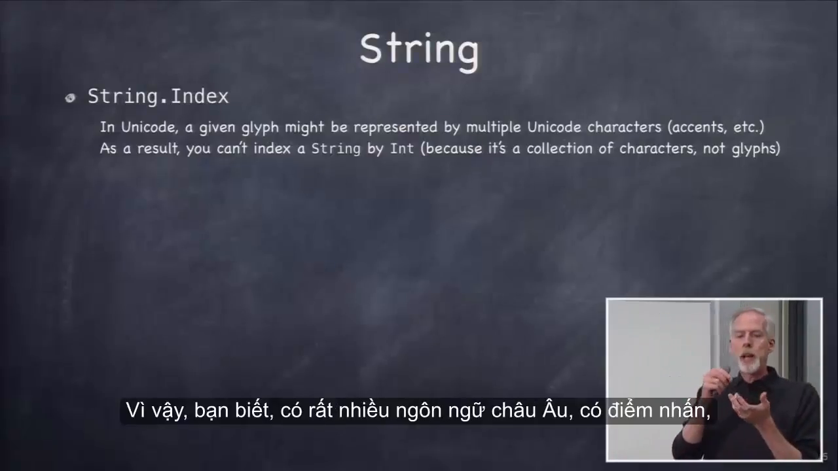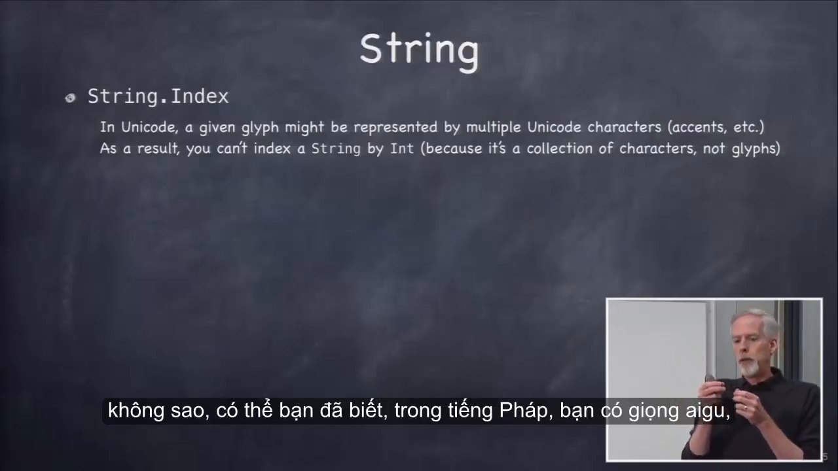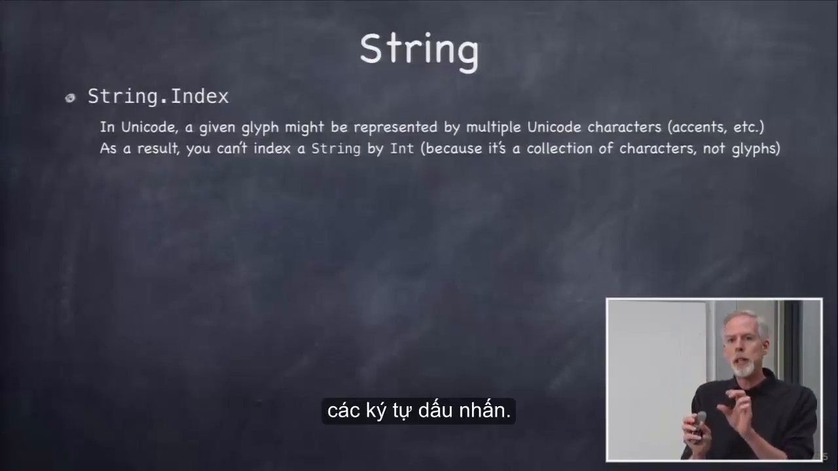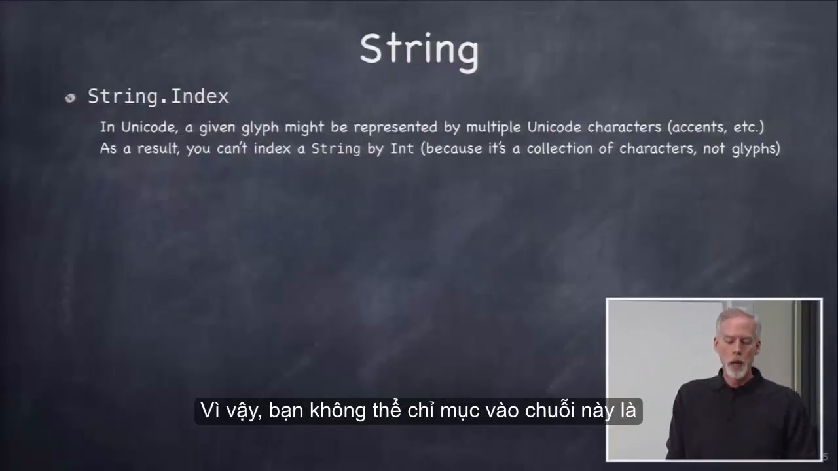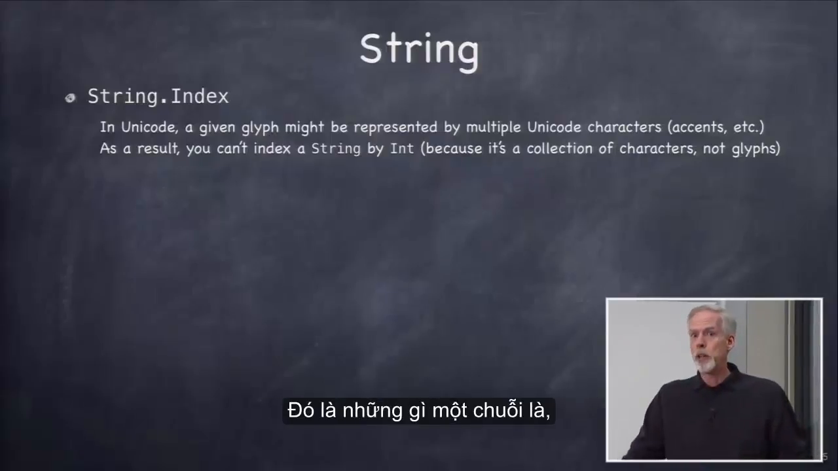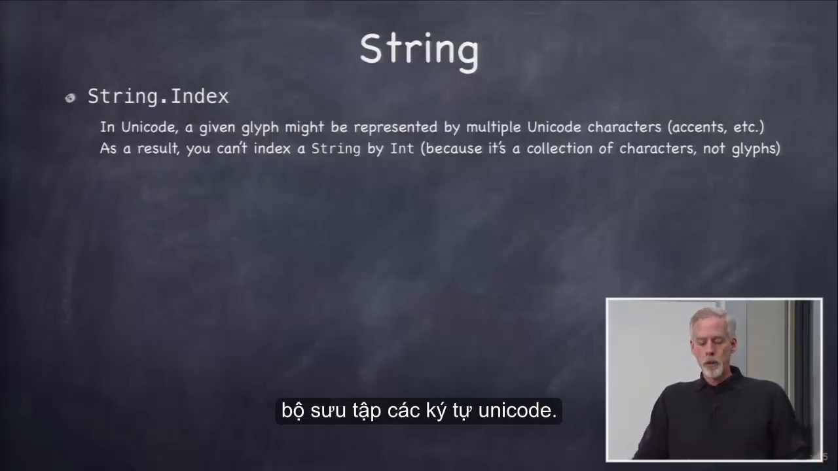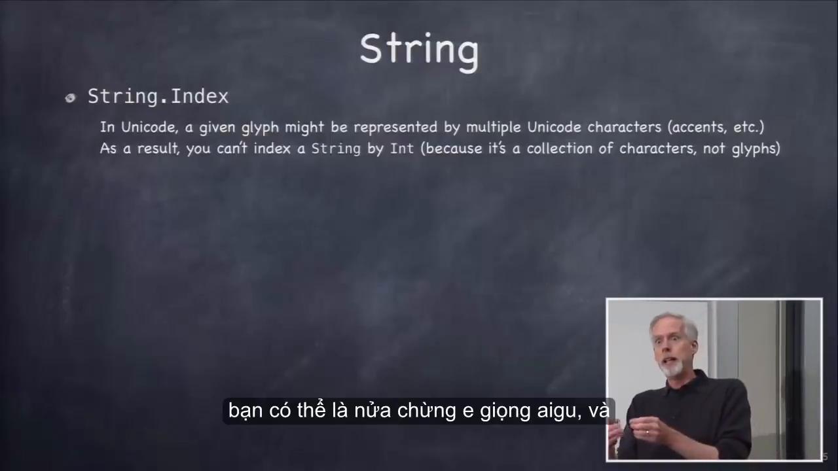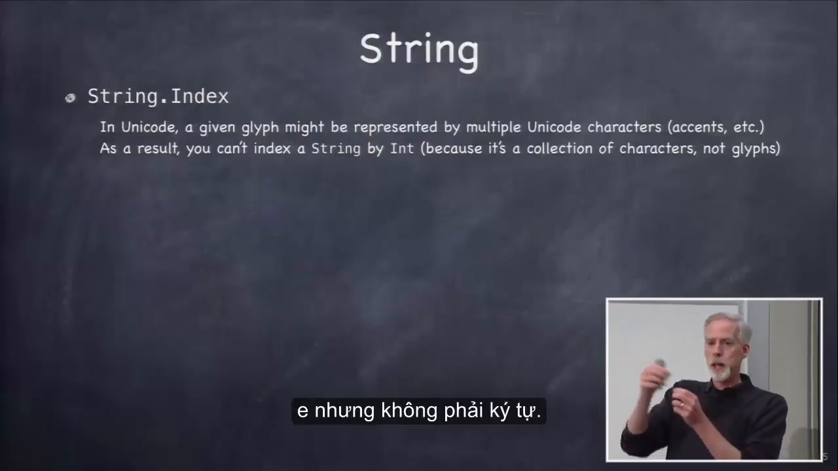But in Unicode, it could be multiple characters making up one glyph. For example, an accent. A lot of European languages have accents. In French you have accent aigu, which is the forward-going top slash. Well, that could be 2 Unicode characters, E and the accent character. So 2 characters make what you perceive to be one glyph. So you can't index into this string, which is an array of characters. That's what a string is, essentially internally an ordered collection of Unicode characters. You can't really index by int, or you might be halfway through the E accent aigu, and you're getting either the accent aigu or the E, but not the character.